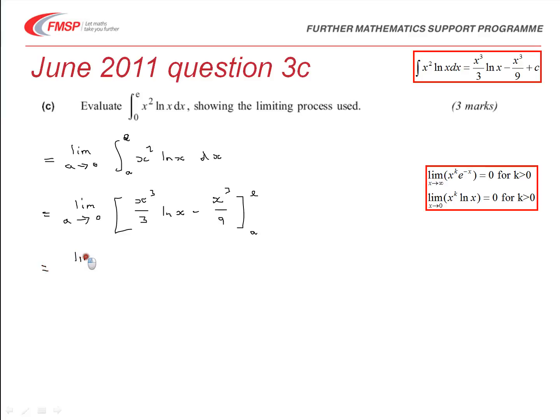So substituting in our values, we get the limit as a tends to 0 of, putting e in, e cubed over 3 ln of e minus e cubed over 9, and then substituting a in, remember this is minus all of this, we're going to get a cubed over 3 ln of a minus a cubed over 9. So the first two terms here are just values that we can work out.